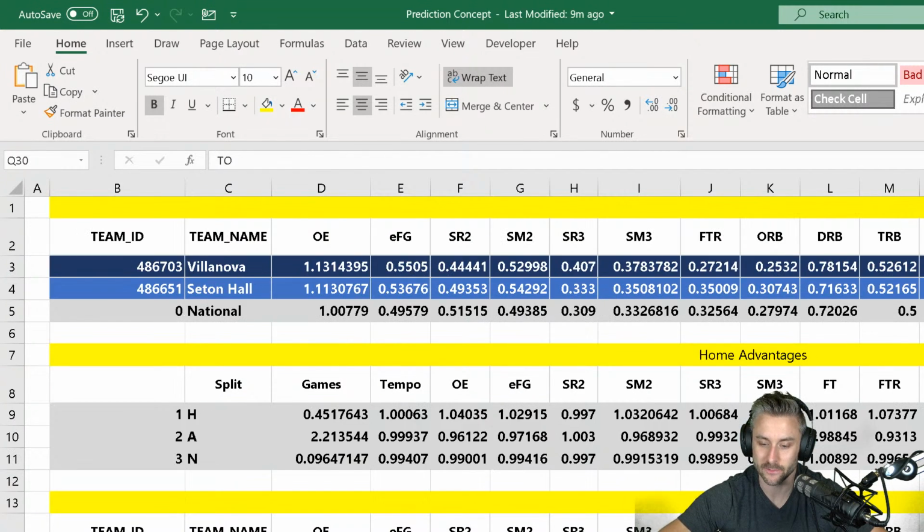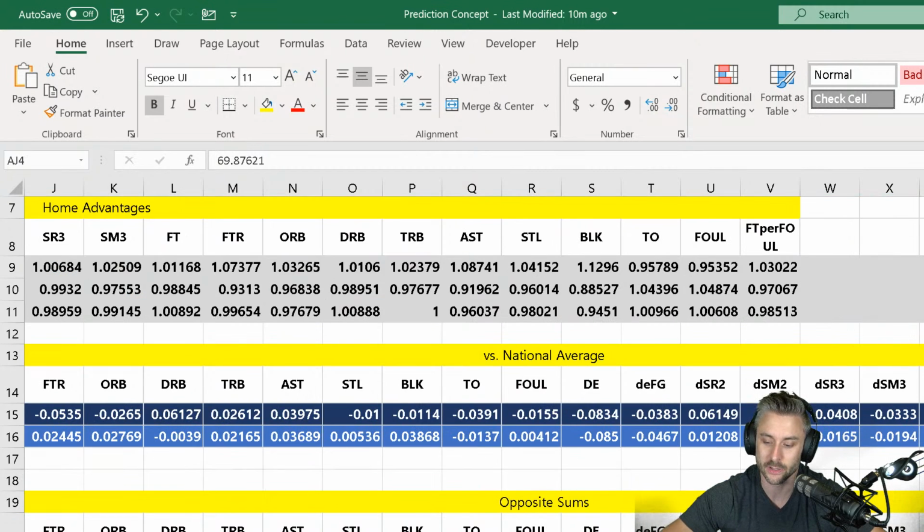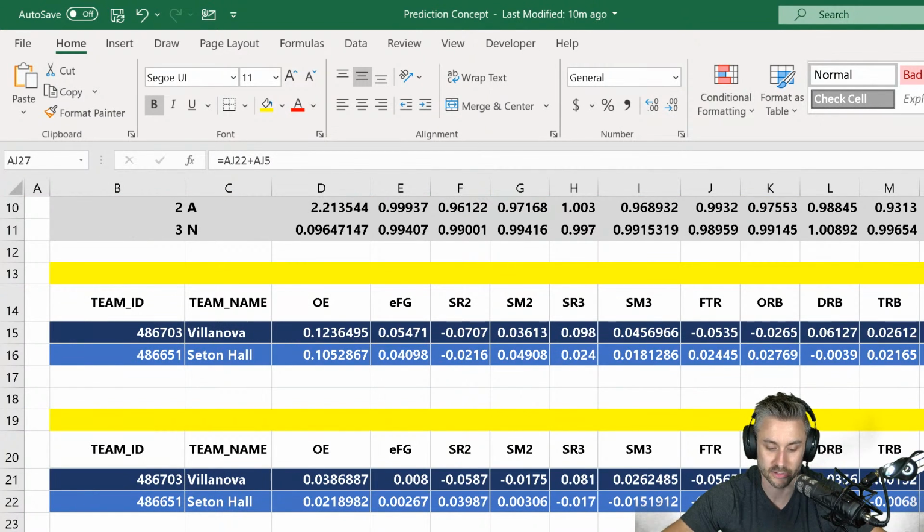So see, I did the same thing for tempo. It's hidden over here, but you do the same thing for tempo too. Like Villanova's possessions per 40 minutes on the season, 66.77. Seton Hall's 69.87. Right? So Seton Hall barely above the national average, Villanova a little bit below. So naturally, the game tempo is going to be 67.58 possessions. And so we have all these final expectations right here, right? And I don't need to put the defensive ones because basically the opposite of the offense is what the team's defense is going to be and vice versa. So that's how you calculate expectation.